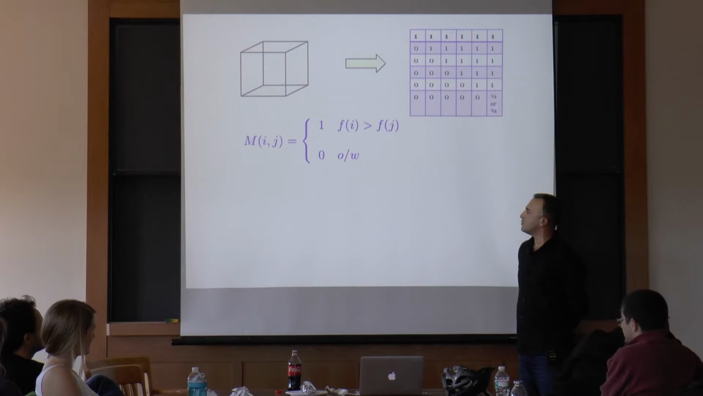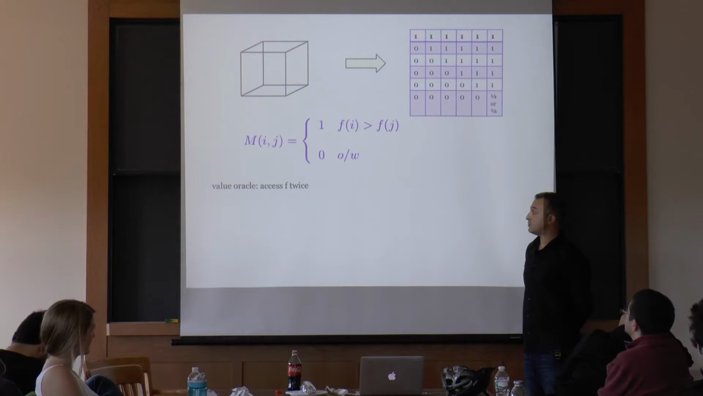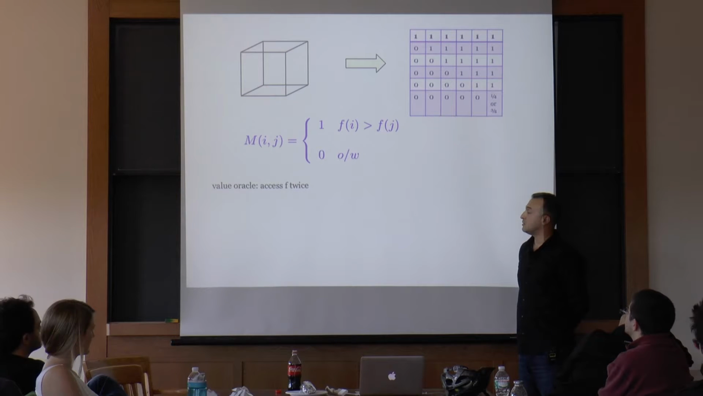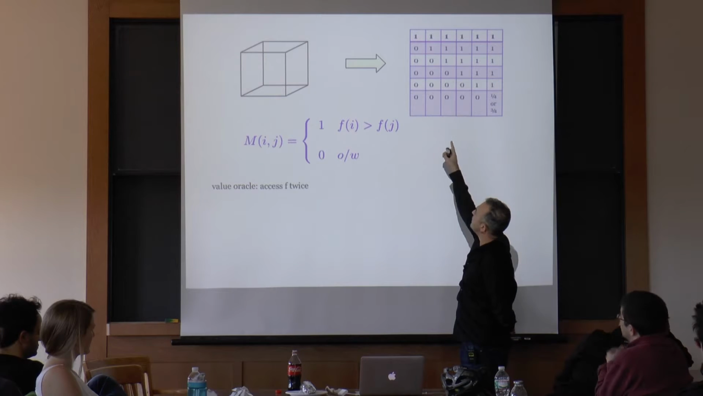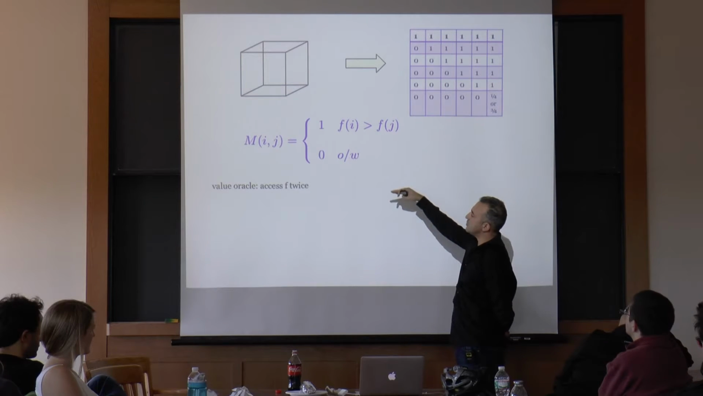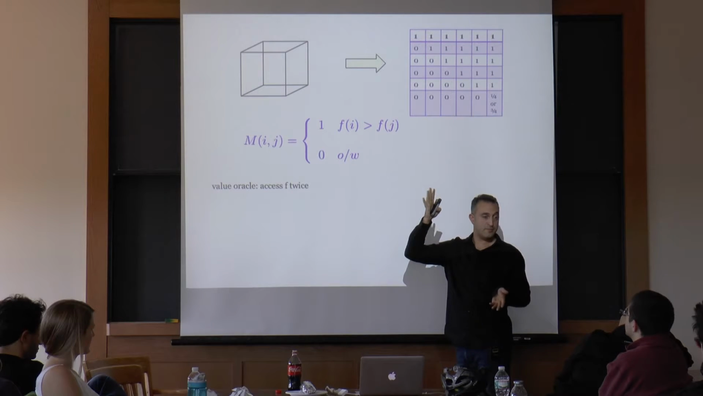Okay, so I need to show you how to construct a value oracle and an optimization oracle efficiently, because that's the main issue of the reduction. So the value oracle, this is easy, right? If someone queries what is the value for a pair of strategies, I can just look up f twice, and I know the answer, right?